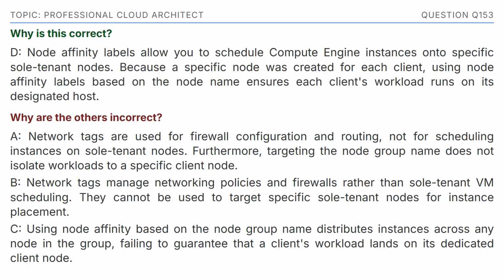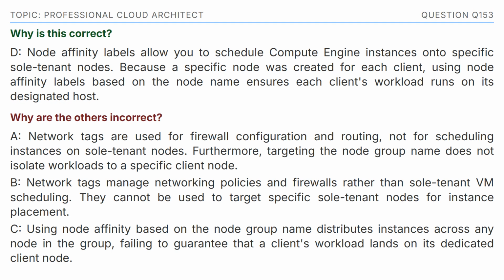D. Node affinity labels allow you to schedule Compute Engine instances onto specific sole tenant nodes. Because a specific node was created for each client, using node affinity labels based on the node name ensures each client's workload runs on its designated host.